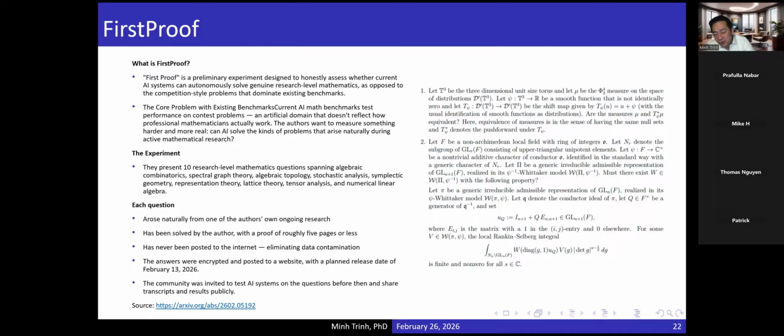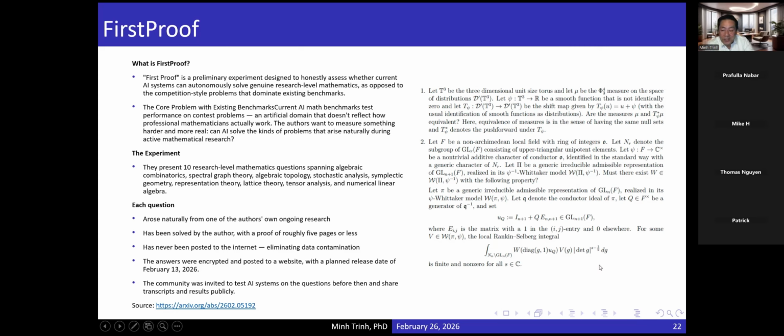They have published the problems, encrypted the solution, and released the solution on February 13. So they say, these are the problems, we give you the solution on February 13, and all the assistants can try to solve it, or even humans can solve it too. A committee was invited to test, but it's really the objective to test the assistants. Are they really as good as they say they are?